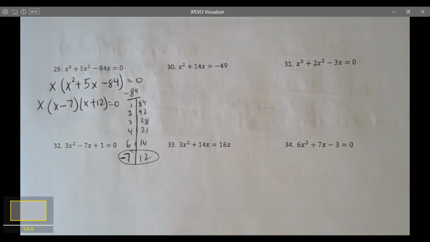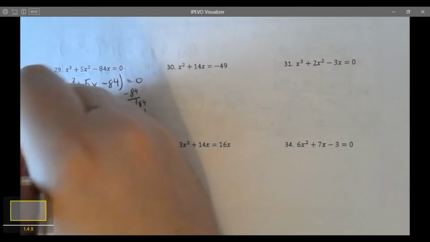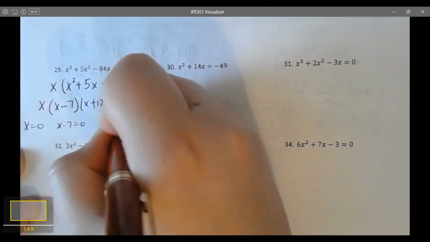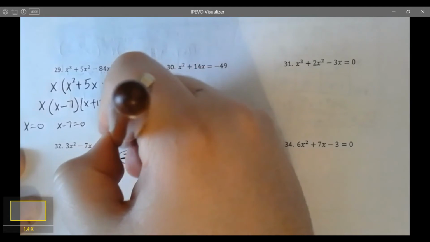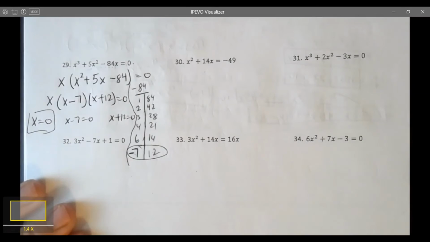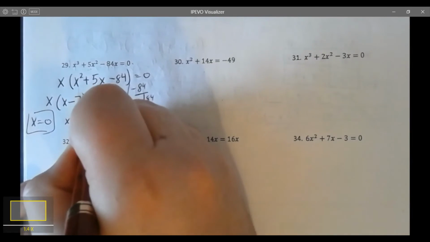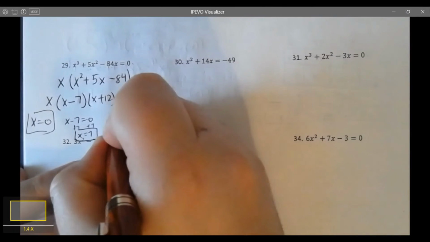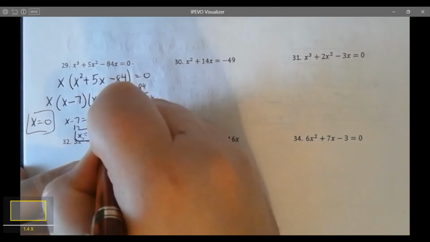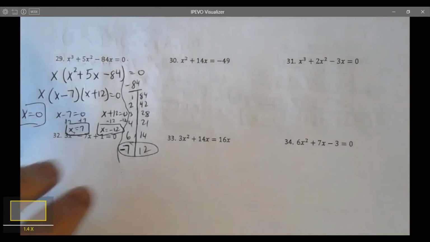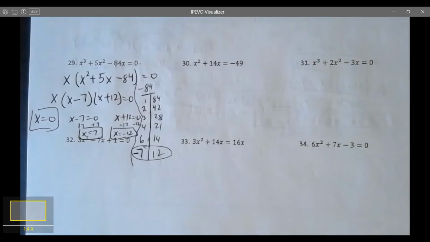So the next thing we need to do is set each of the factors equal to 0. So you can set x equal to 0, x minus 7 equal to 0, and x plus 12 equal to 0. So you're going to just solve each of these. This one's already solved. The next one, you're just going to add 7, so x is 7. And the last one, you're going to subtract 12, so x is negative 12. So that means I can plug in any of these values for x, and that will make my outcome be 0.